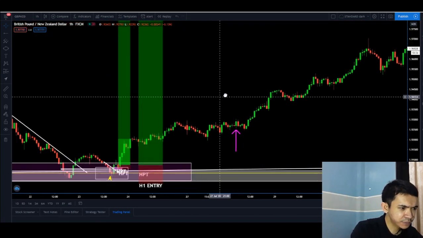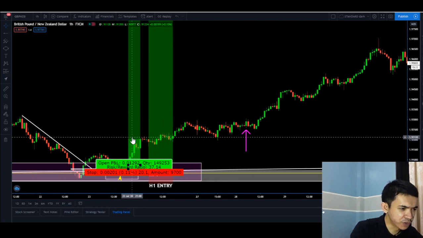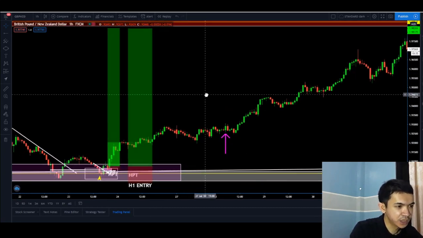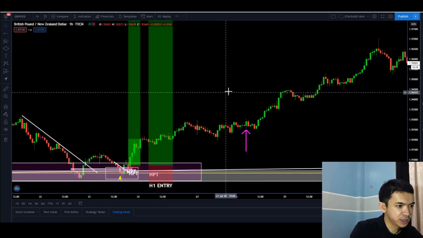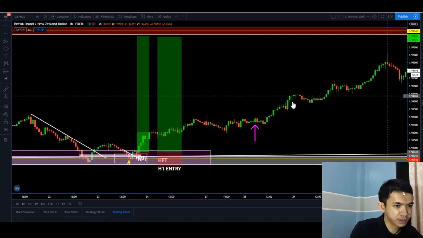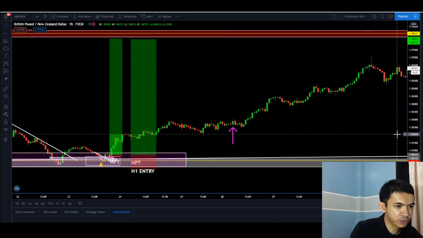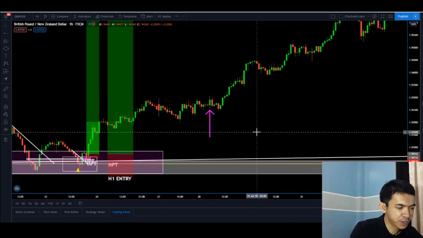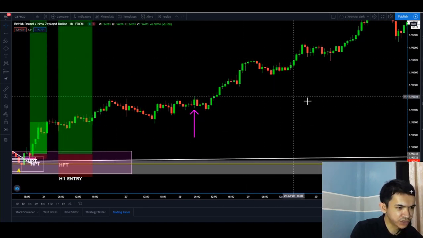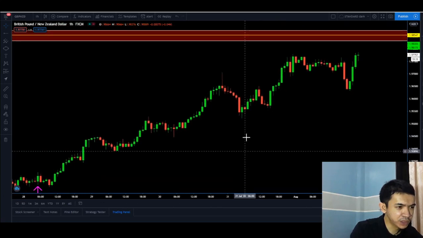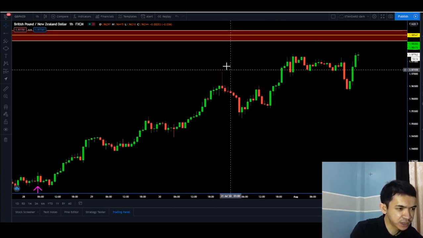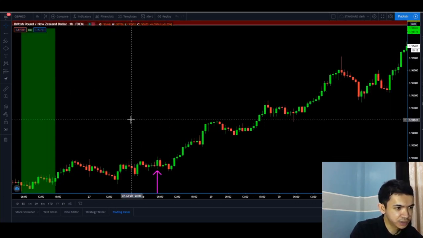See, 1:8 versus 1:37, guys. Can I get any better entry than that, right? So if I'm going to monitor on a 5-minute time frame, I would see a lot of noise, right? I would even exit here. You see this bearish candle?